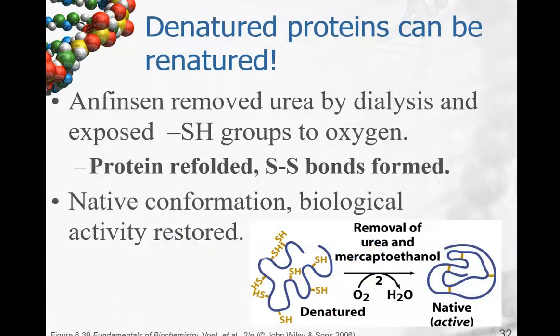So Anfinsen showed that he could reverse this process. So he removed the urea by dialysis, and it's actually fairly easy to oxidize a sulfhydryl group. You just expose it to oxygen, and you can oxidize these sulfhydryl groups and reform the disulfide bonds. So fairly miraculously, the protein was able to fold right back up into its native conformation, and the biological activity was restored.